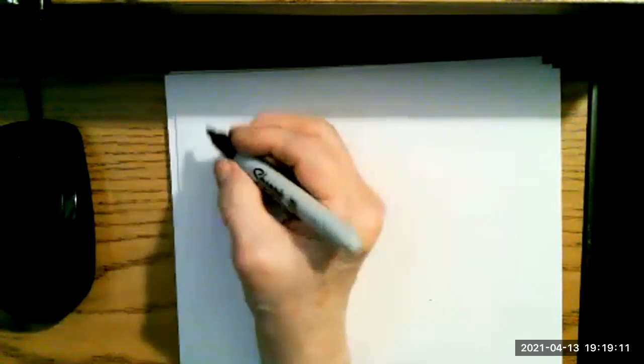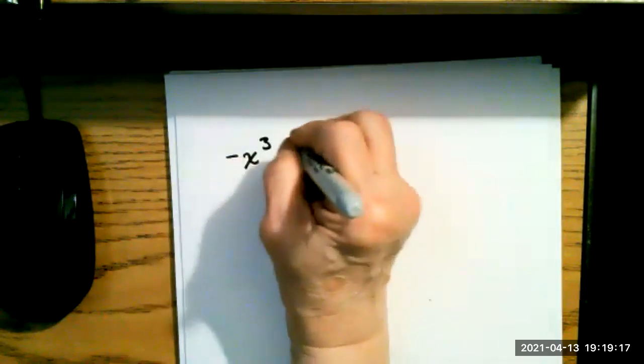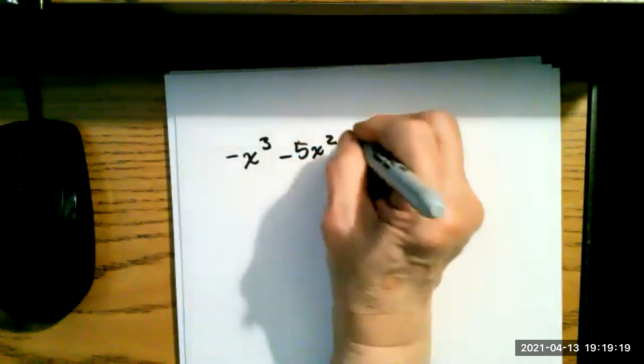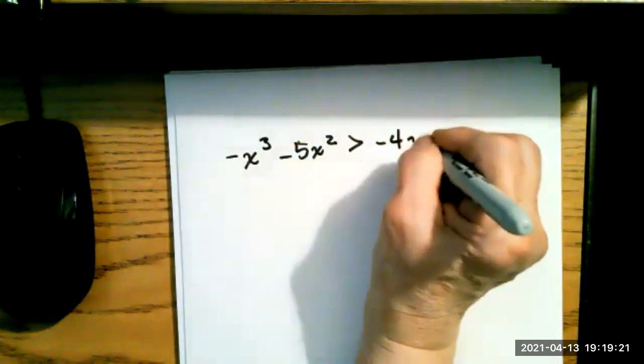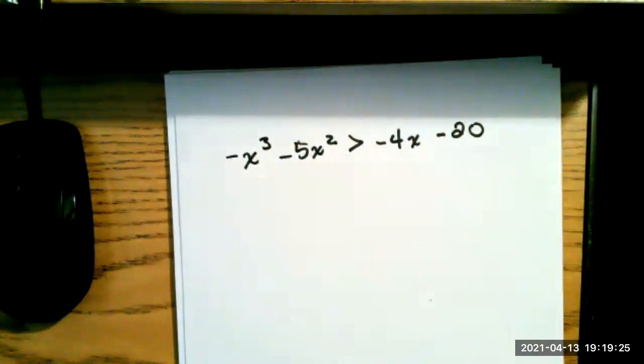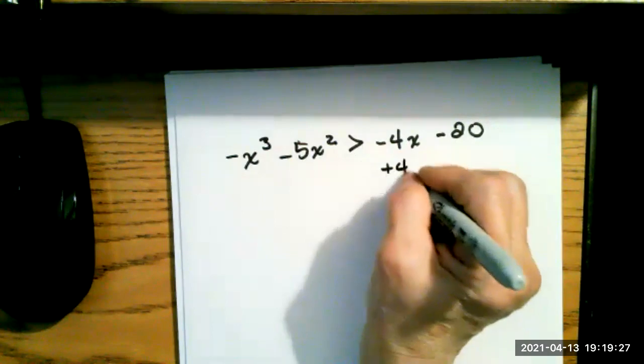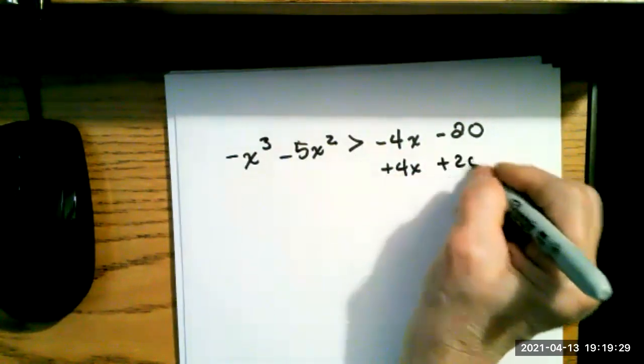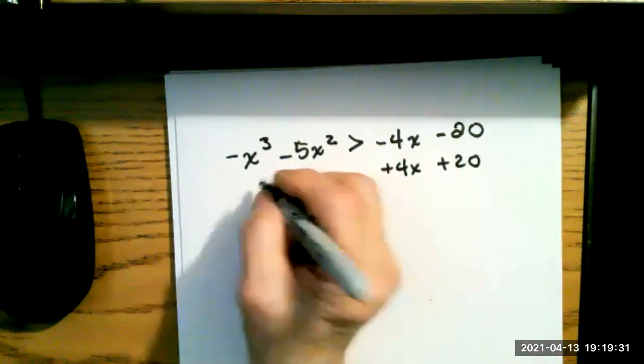Okay, let's do one more. This is a polynomial one. It is negative x cubed minus 5x squared is greater than negative 4x minus 20. So this is a cubic. So let's get this thing equal to 0, or the 0 on that side.